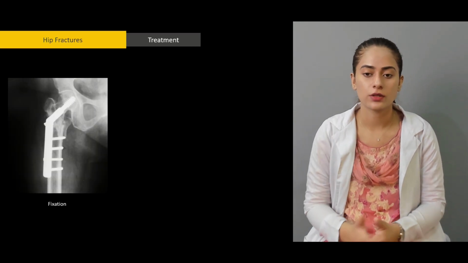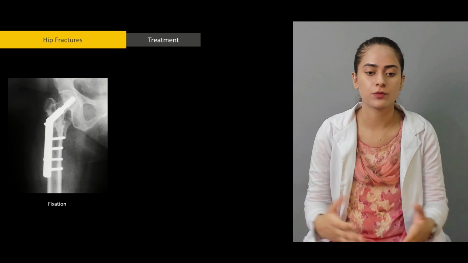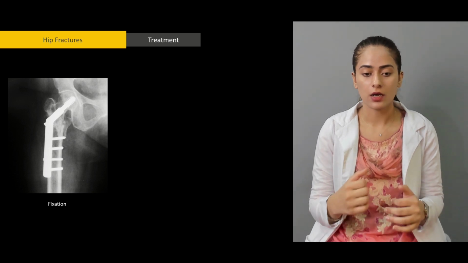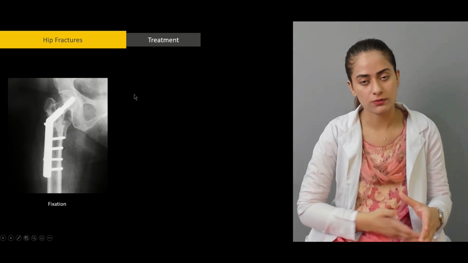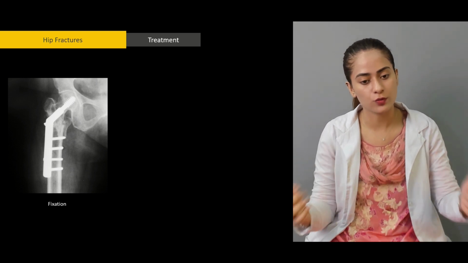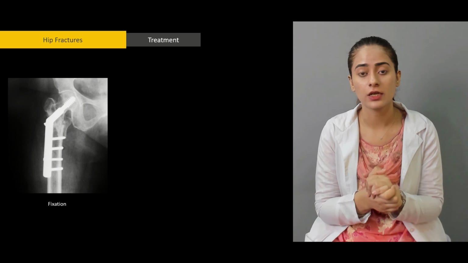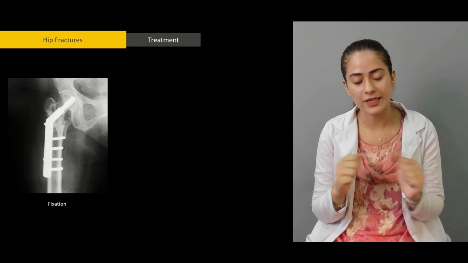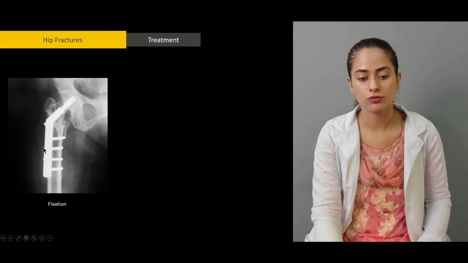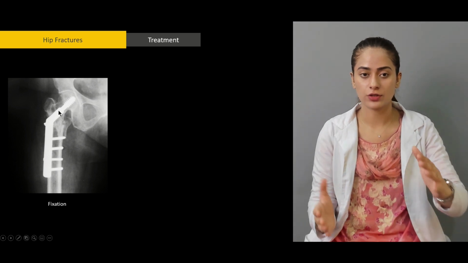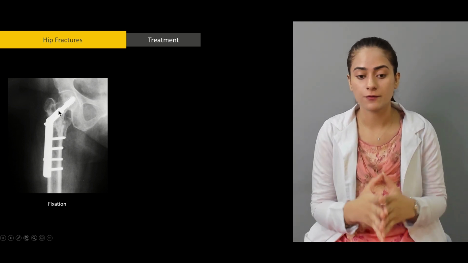Now we're going to talk about some of the treatments. So you can actually go for an internal fixation. For that, you have to incise the skin, move the muscles. Sometimes you have to actually slice the muscles as well, and then repair them. And what you do is you insert screws and an internal fixator here, and this is how you actually hold the entire femur bone together.